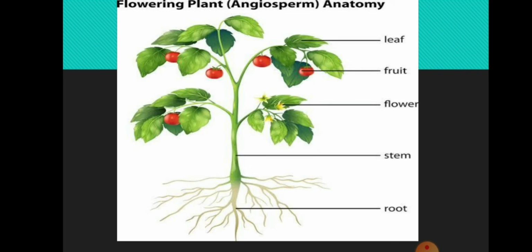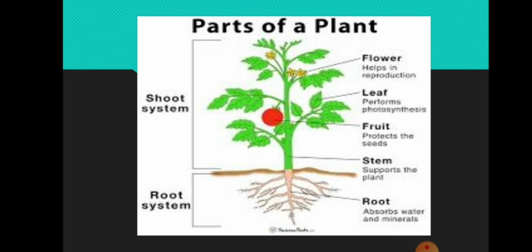You know plants have many parts. Each part of a plant has its own uses. Children, in this picture you see leaf, fruit, flower, stem and root. Let's learn about it. Children, you see flower.